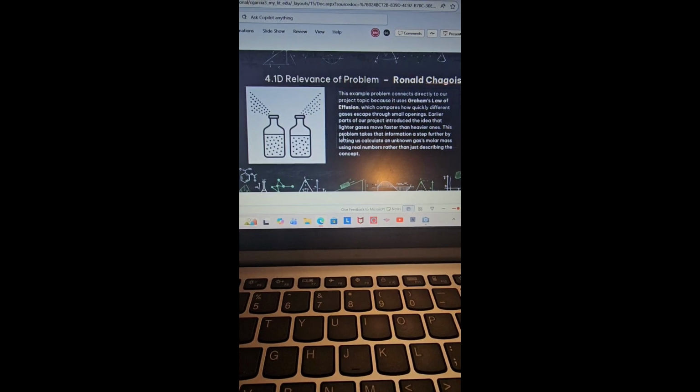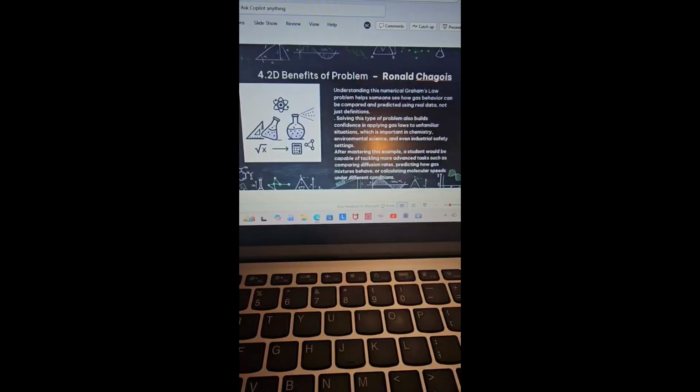Part 4.1D, relevance of the problem. The example problem connects directly to our project topic because it uses Graham's law of diffusion, which compares how quickly different gases escape through small openings. Earlier parts of our project introduced the idea that lighter gases move faster than heavier ones. This problem takes that information a step further by letting us calculate an unknown gas's molar mass using real numbers rather than just describing the concept.